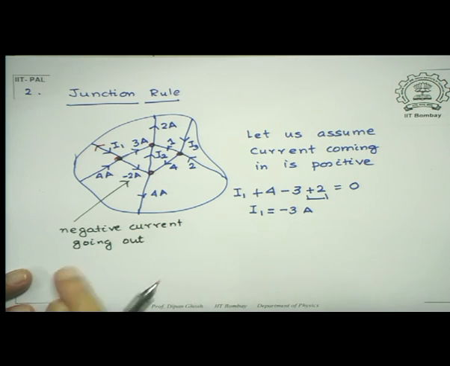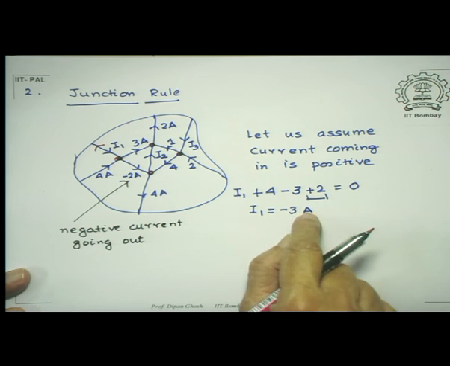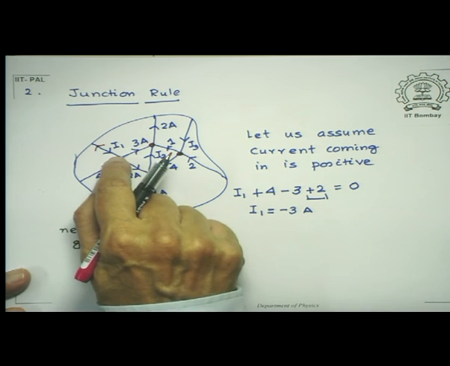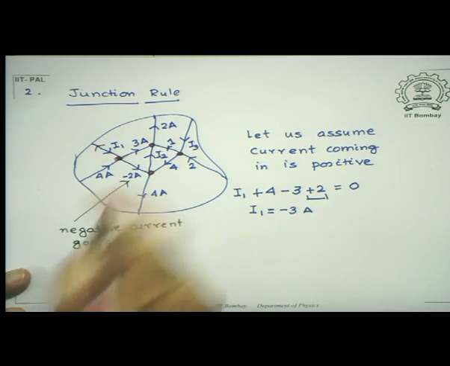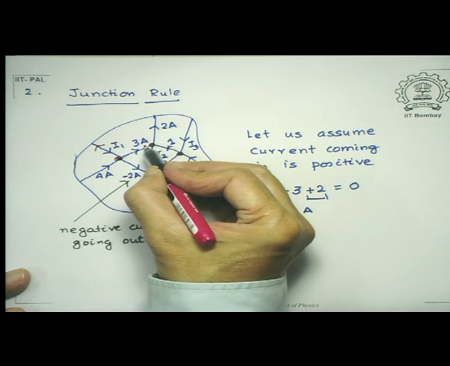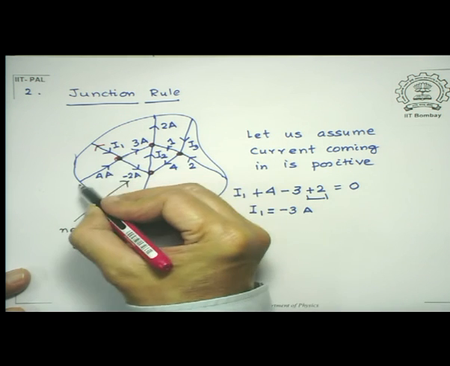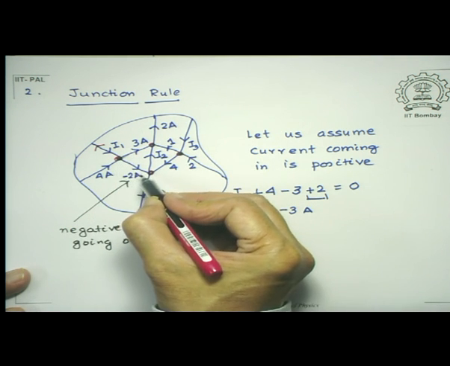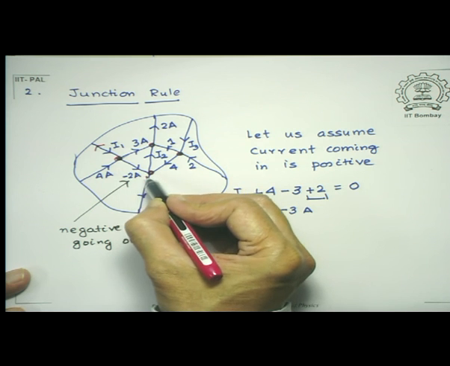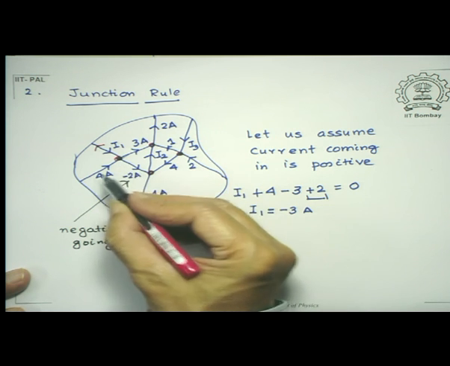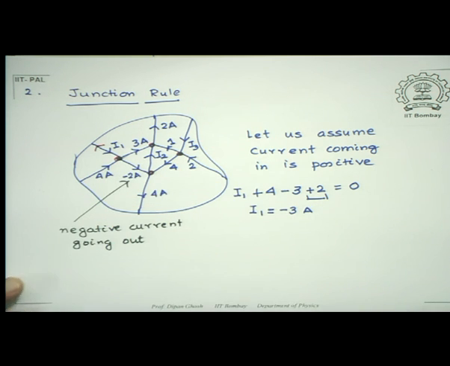So you look at how this actually works. This is minus 3, which means 3 amperes going out. This branch has 3 amperes going out. This branch has 4 amperes coming in. This branch has minus 2 going out, means plus 2 coming in. So 6 going out and 6 coming in, which is what we expect.